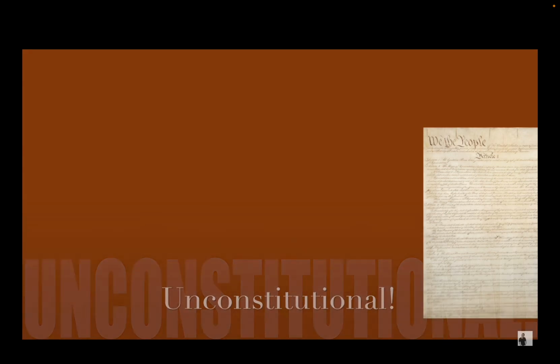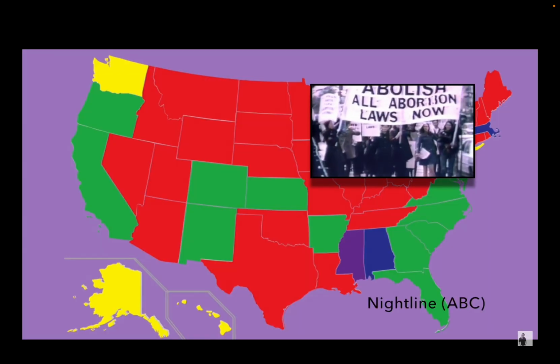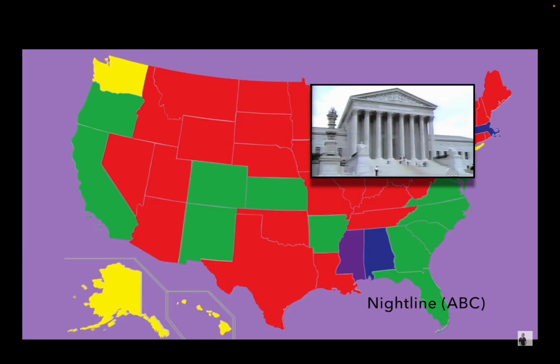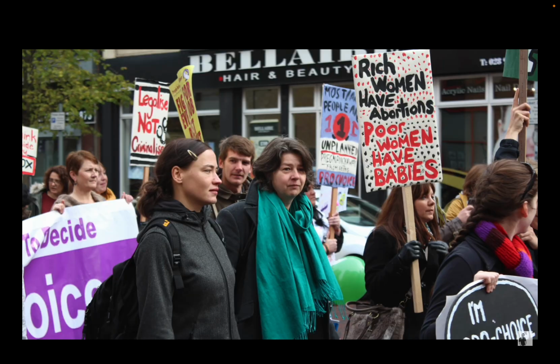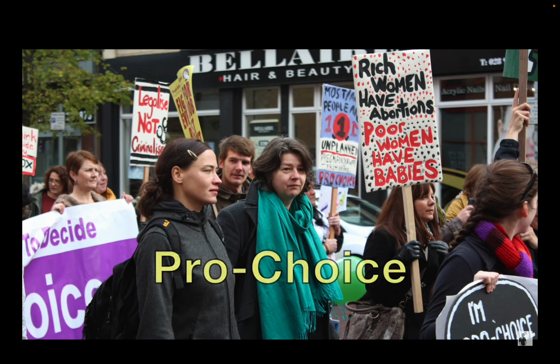Before the Roe v. Wade decision, 30 states had outlawed abortion, and the other states restricted it in at least some way. Roe v. Wade sparked a contentious debate that continues to this day. On one side, supporters of the Roe v. Wade decision are often called pro-choice, meaning it should be the woman's choice whether she wants the abortion or not.